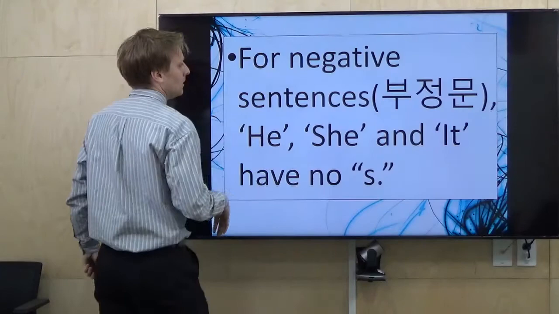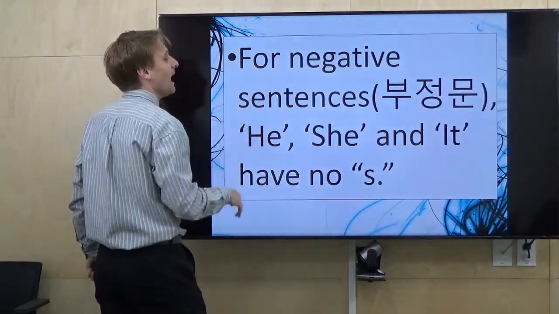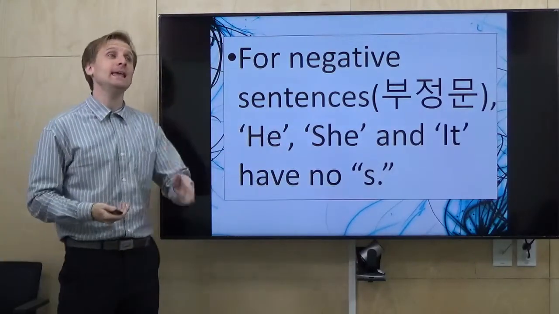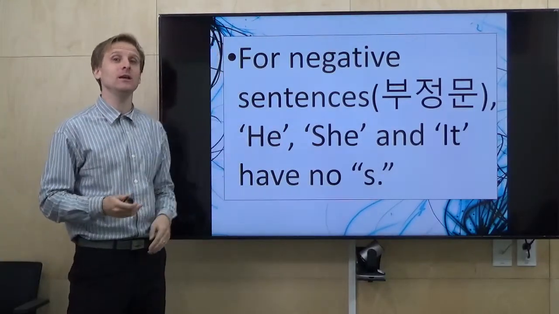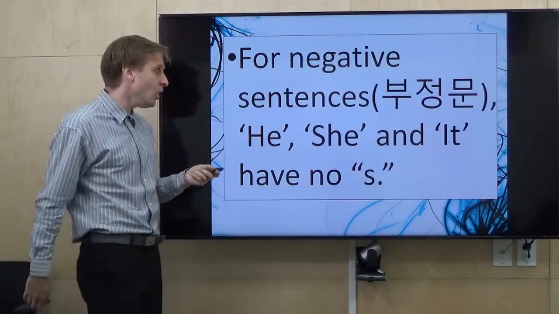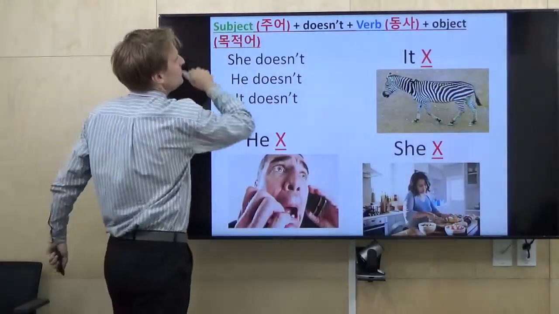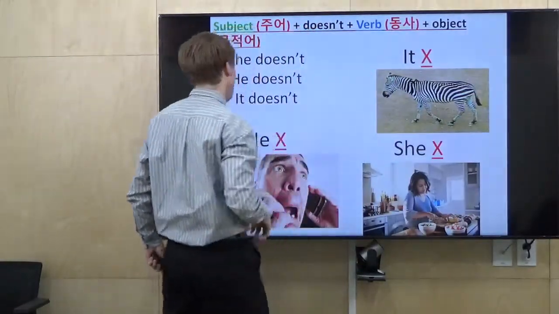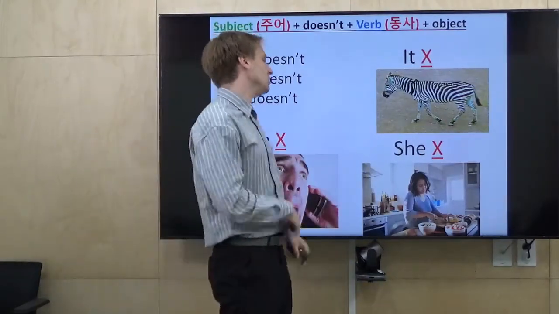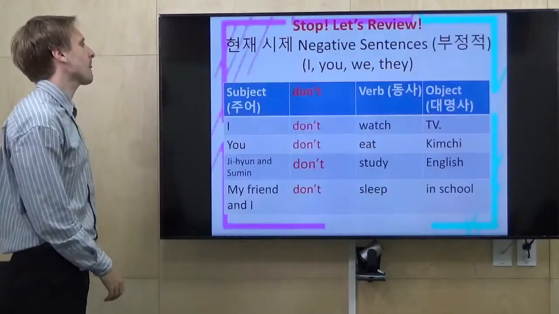So, this is an important point. He, she, and it have no S for the negative sentence. So, he eats kimchi, but he doesn't eat kimchi. There is no S on the negative. So what does that mean? Subject, doesn't, verb, object. He doesn't call mom. It doesn't walk. She doesn't cook food.